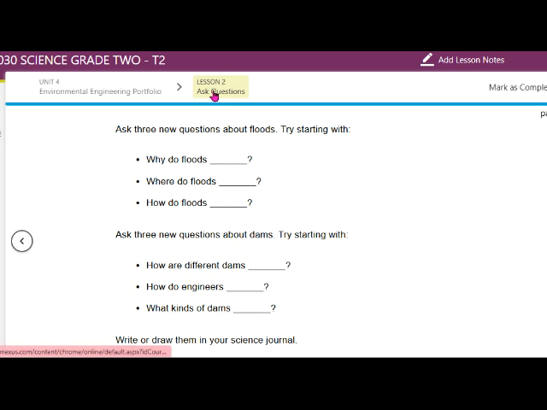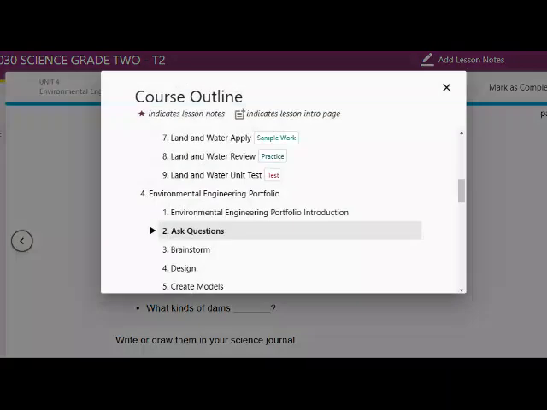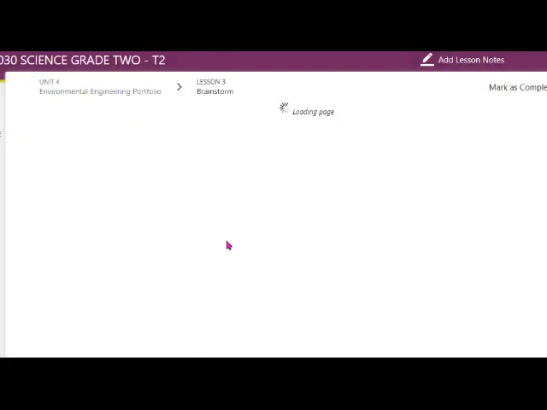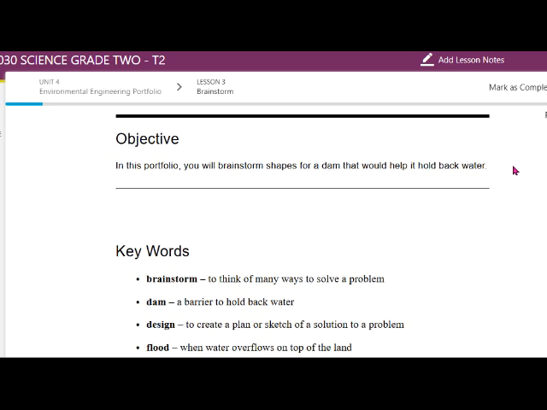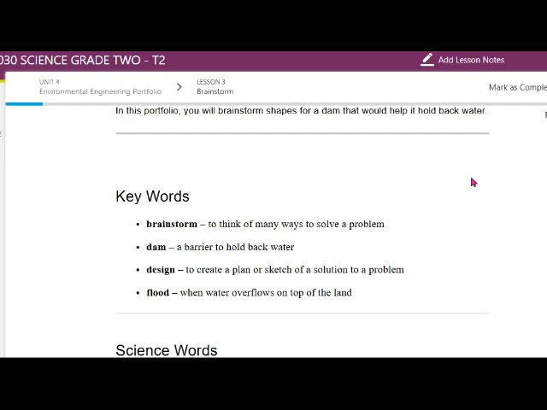We're going to go ahead and move on from lesson 2, and we're going to go to lesson 3. Lesson 3 is titled Brainstorm. That is what we are going to do in our science notebook next. So here's our new objective, or what we want to do now. In this portfolio, you will brainstorm shapes for a dam that would help it hold back water.